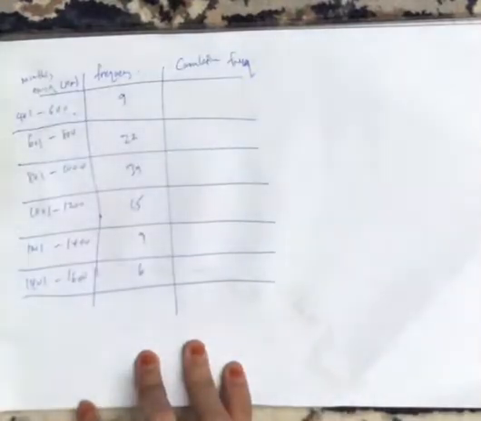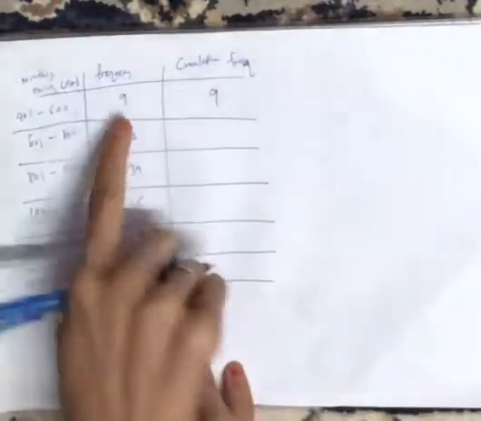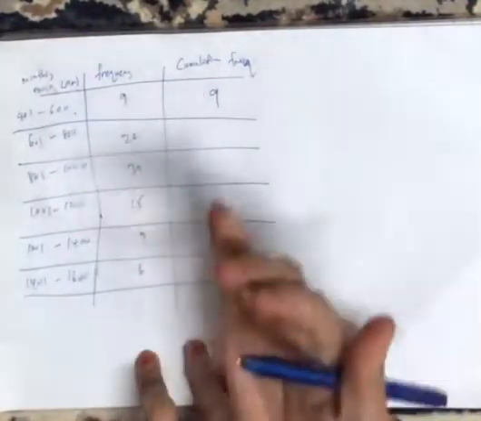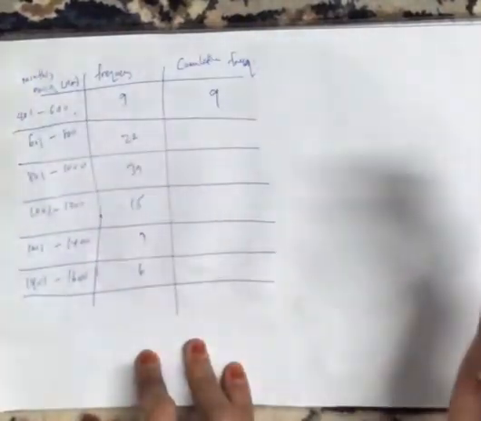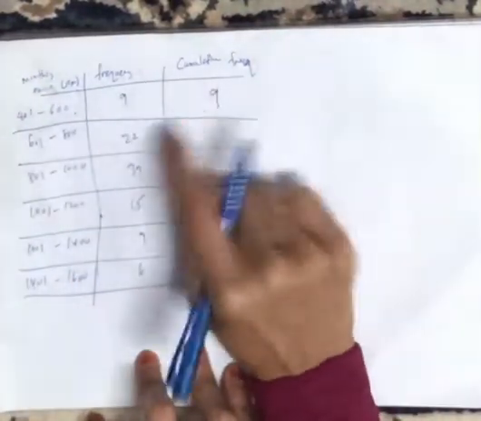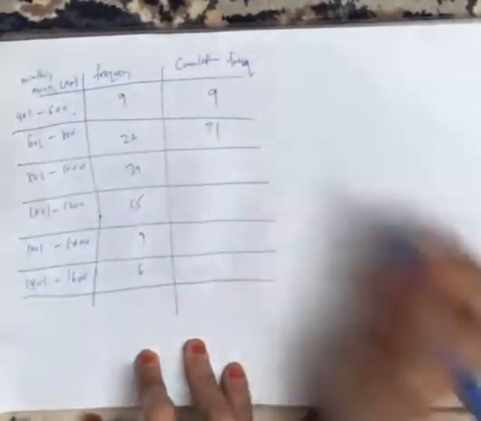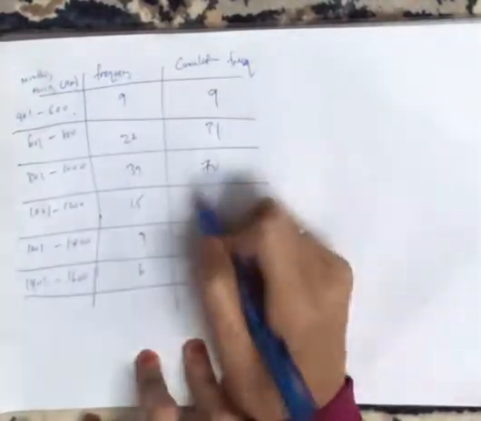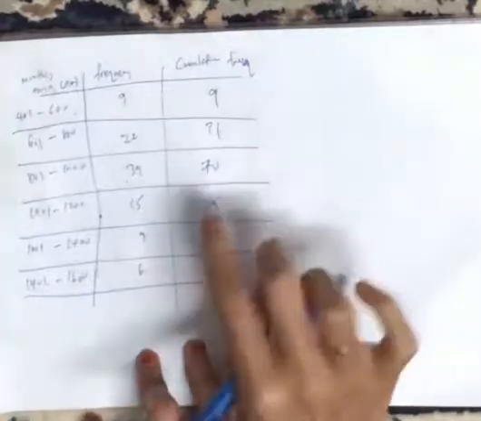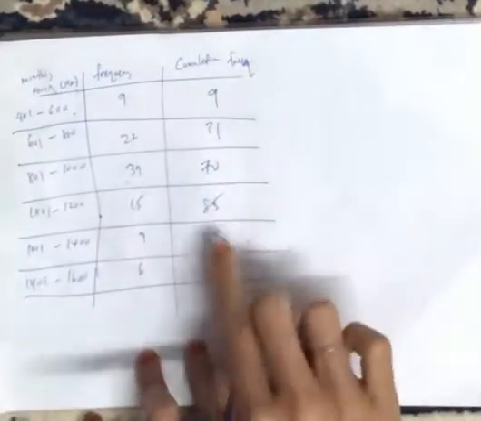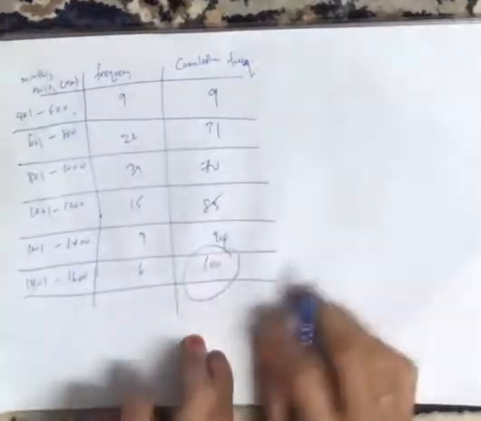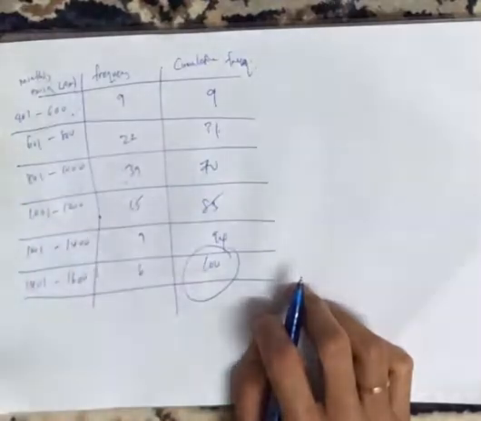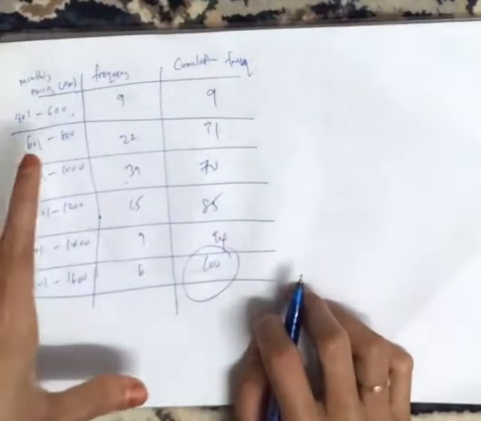So what does cumulative mean? This is a 9, so you start with 9. Cumulative means you add up each of the classes. For example, we start with 9, then 9 plus 22 is 31, plus 39 is 70, plus 15 is 85, 85 plus 9 is 94, and the last one, 94 plus 6, is 100. The last number here must be the total number of observations.